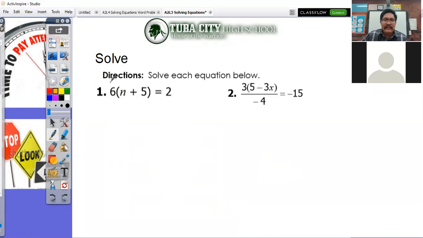So let's follow our directions. Let's get rid of this grouping symbol. Let's get rid of this parenthesis by using the distributive property. So I'm going to distribute the 6 to both of these numbers. So 6n plus 30.